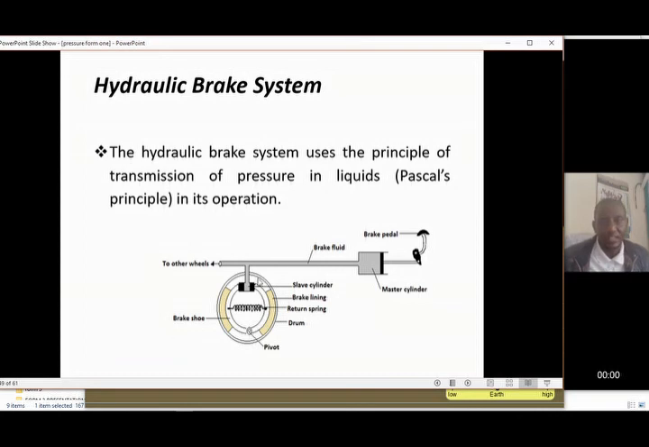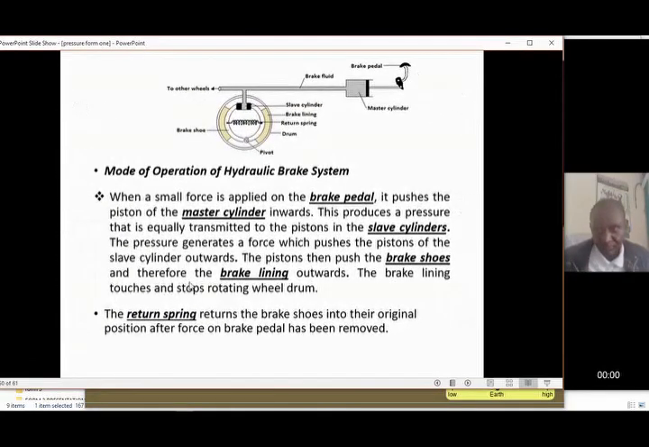Its operation, look at the brake, we have a pedal, we have a brake fluid, then inside there we have a slave cylinder, you have a brake lining, you have a return spring, you have a drum, you have a pivot, brake shoe, and this continues to other wheels. So how does it work? When a small force is applied on the brake pedal, you push this liquid backwards. It pushes the piston of the master cylinder inwards. This produces a pressure that is equally transmitted through the liquid to the pistons in the slave cylinder. The pressure generates a force which pushes the piston on the slave cylinder outwards.